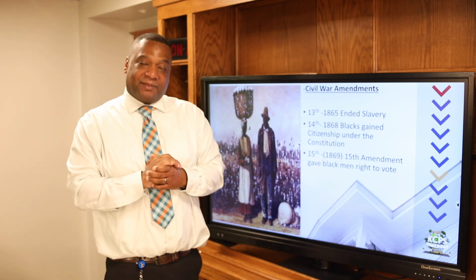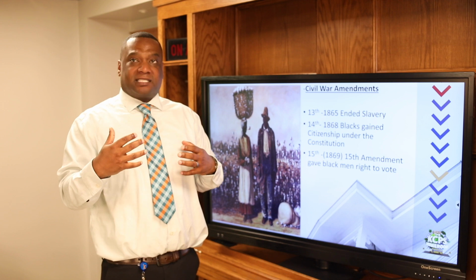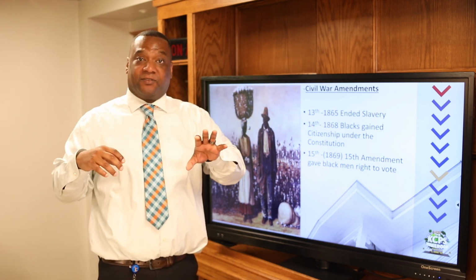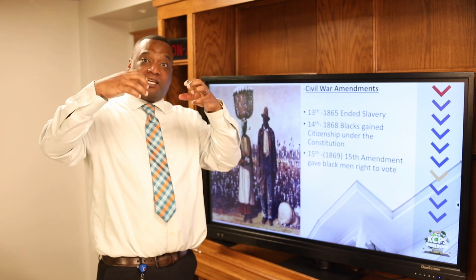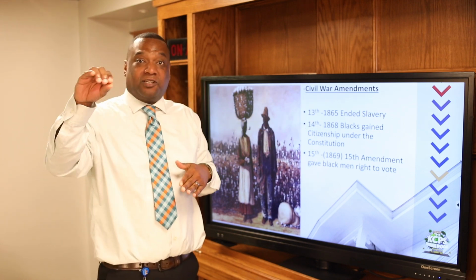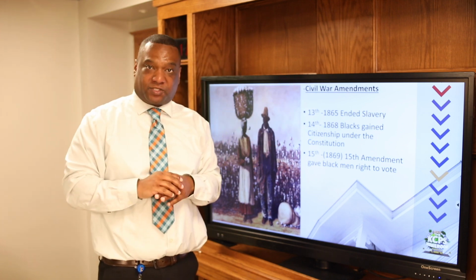The 14th Amendment came in 1868. They gave black citizenship, right? So we talk about Plessy versus Ferguson. That's going to happen in the future. But we're going to talk about all these other things that have happened. This is black people gaining their citizenship basically under the Constitution with the 14th Amendment. This becomes huge moving forward in history.